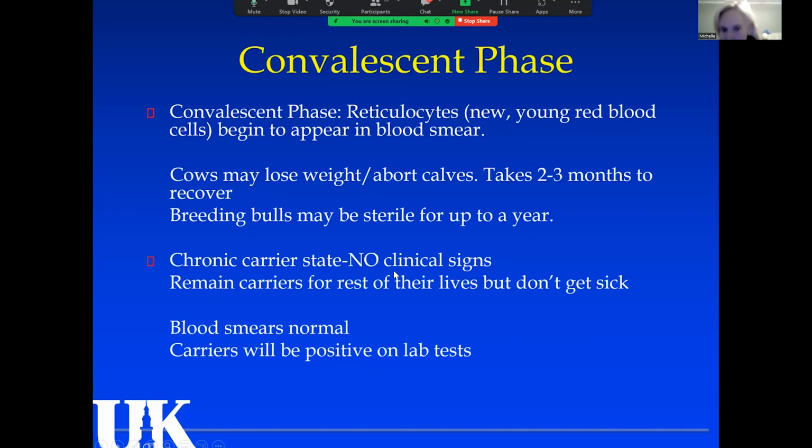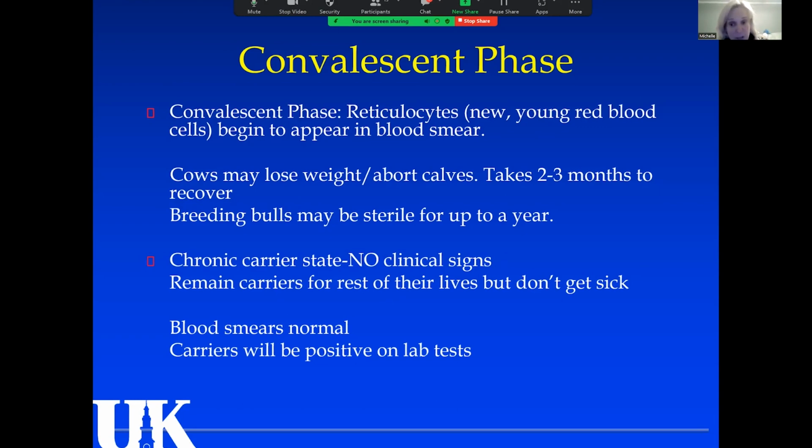After that, there's no clinical signs. They remain carriers for the rest of their lives, but they don't get sick again. So it's really important to remember that once they hit that carrier state, they're not going to get sick again. And so the question always becomes, well, what do we do with them? We know they're carriers. Do we want to keep them in the herd or not?